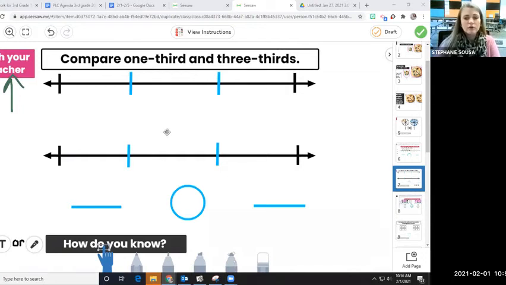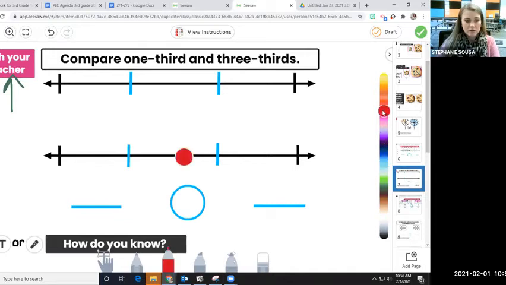So now that you have created your thirds, we're going to label them just like we would on a standard number line. So I have, there we go, 0 thirds. Remember, if I'm writing, you are writing. 1 third. 2 thirds. And 3 thirds.